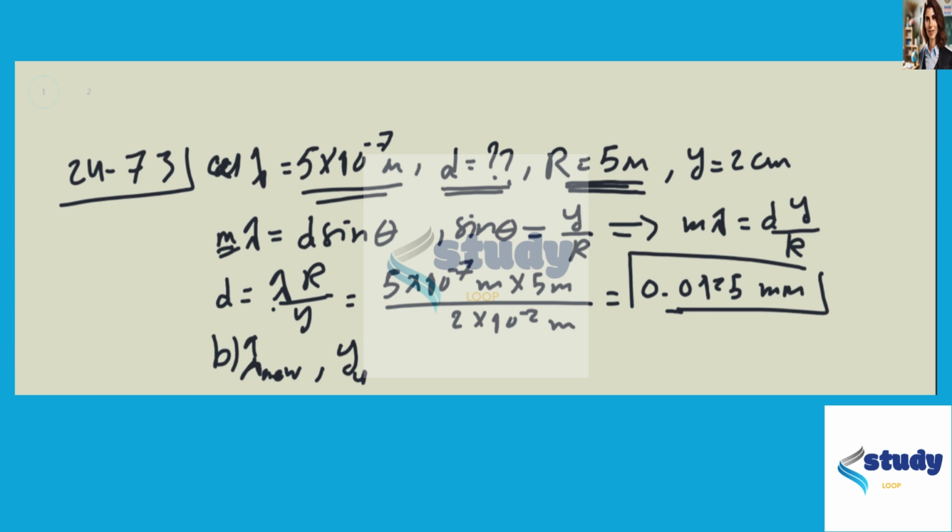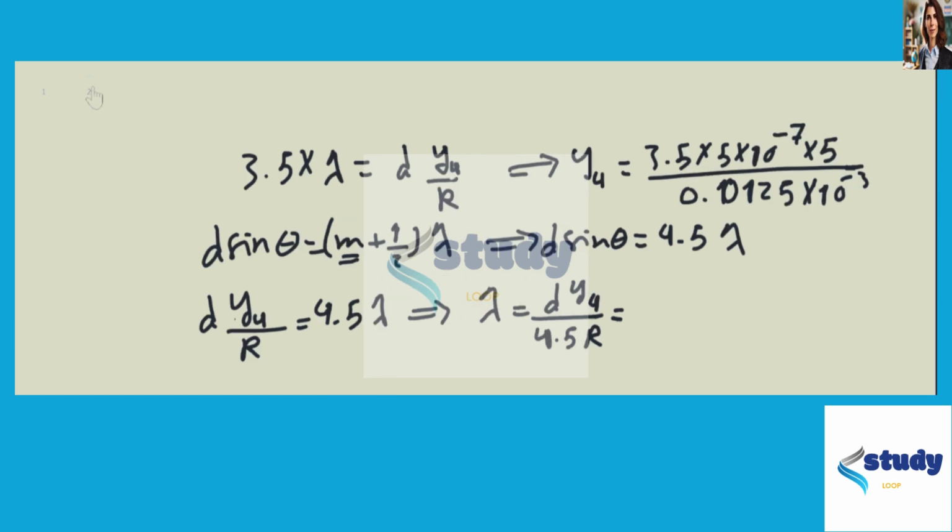Now for part B of that problem, what if we have recorded the position of the fourth order minima of this wavelength, and then we shined on another wavelength, and we found out that actually the fifth order minima of that new wavelength is exactly at the same position of the fourth order minima of the previous wavelength. So the question is asking what should be the wavelength of the new light.